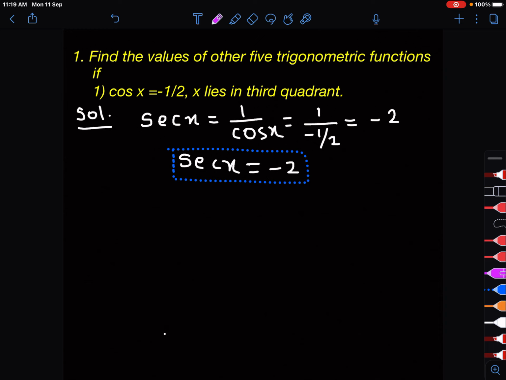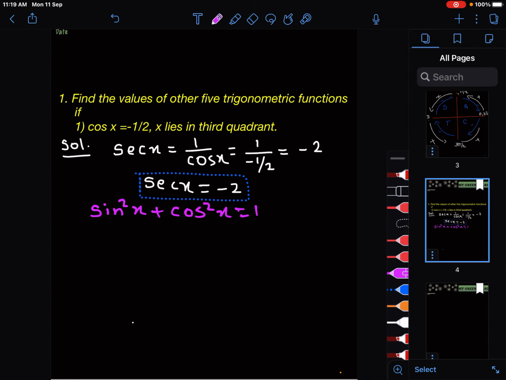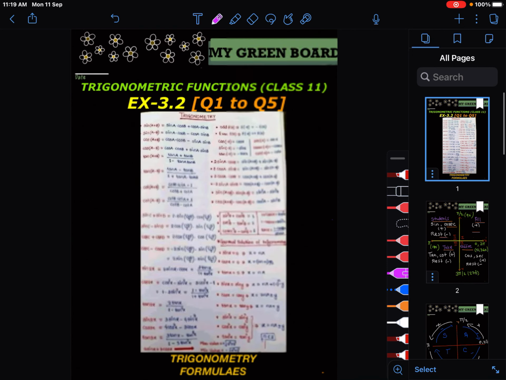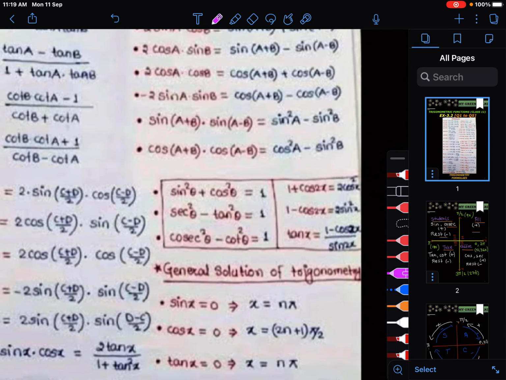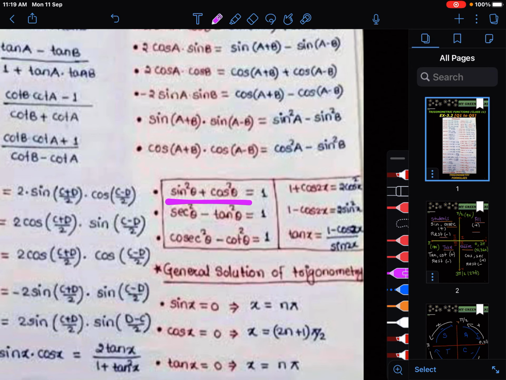Next we are going to find the 5 trigonometric functions. The first function we have got is secant x. The next function we will get with this identity, sin square x plus cos square x equal to 1. This identity we have already seen. See, here we have sin square x plus cos square x equal to 1. This identity we are going to use.